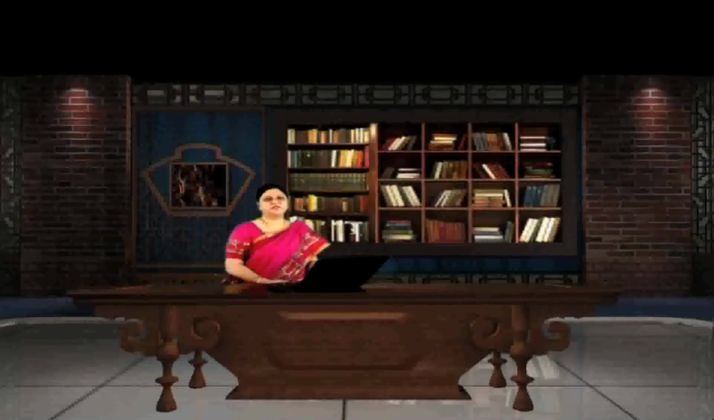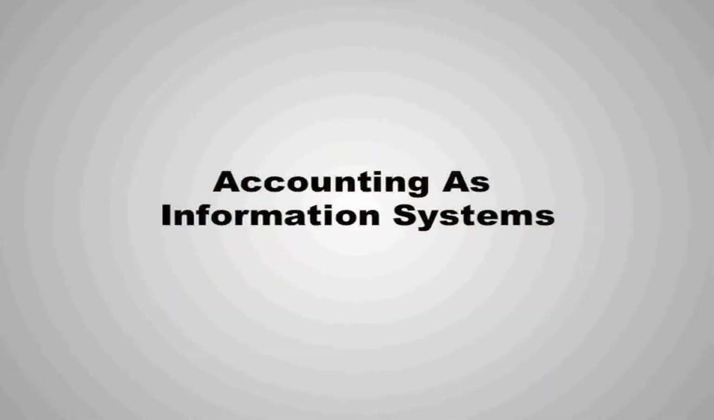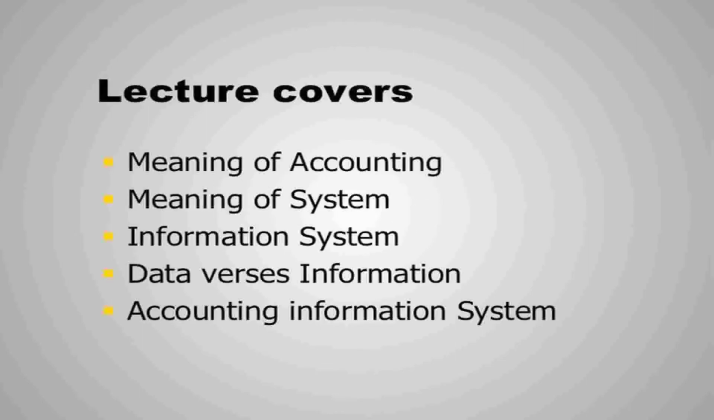Today in this part of the lecture, we are going to understand accounting as information system. The lecture shall cover meaning of accounting, then meaning of system, what is information system, then difference between the data and the information, and accounting as information system and how it is being part of MIS or subset of MIS, how it is going to be useful to the various group of interested people. So, these are the particular features which we are going to understand in our today's lecture.